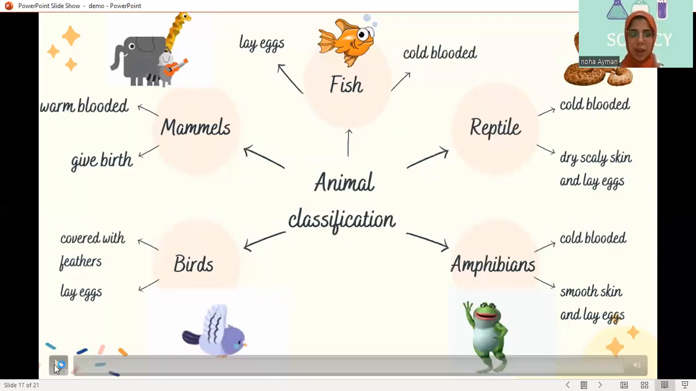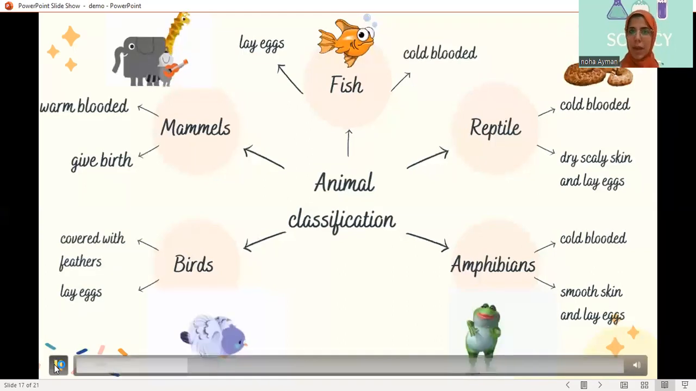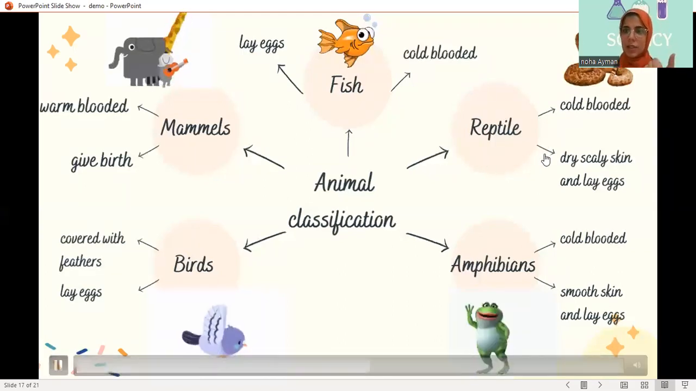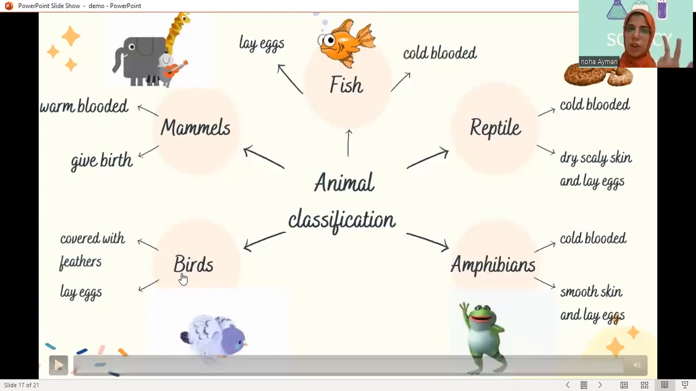So to sum up all the information we talked about today, all the information we are going to watch here is a mind map. This is called a mind map. We talked about reptiles and amphibians, birds, mammals, and also fish. So we can put all the information we learned together.